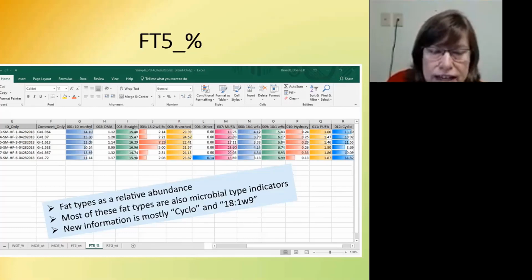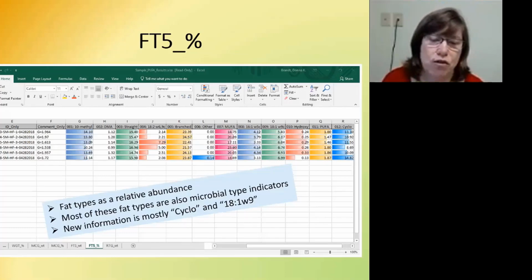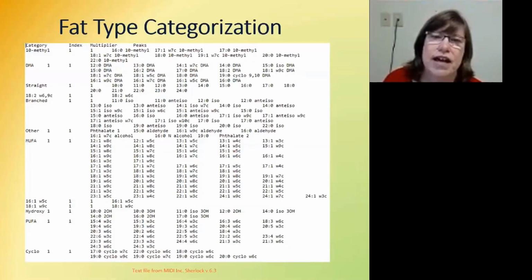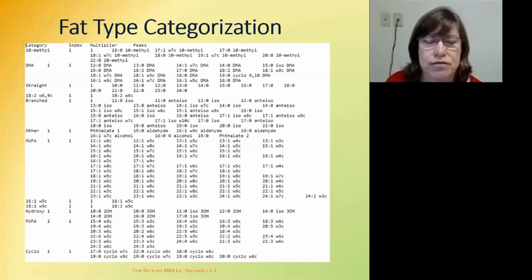So while it looks like a lot more information, a lot of it is really similar to the microbial types, because a lot of these do indicate microbial types. There are a few that are extra information. So again, I supply the text file that shows how all the different phospholipid fatty acids are categorized into these groups.